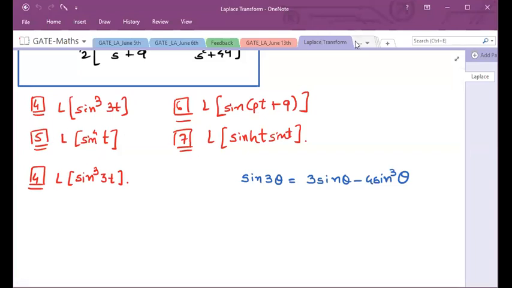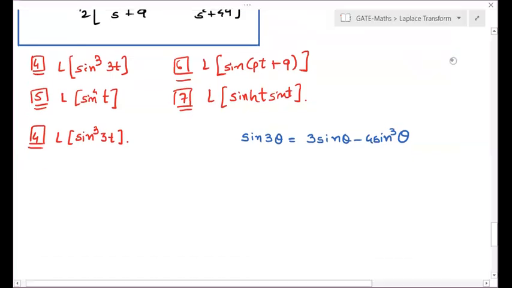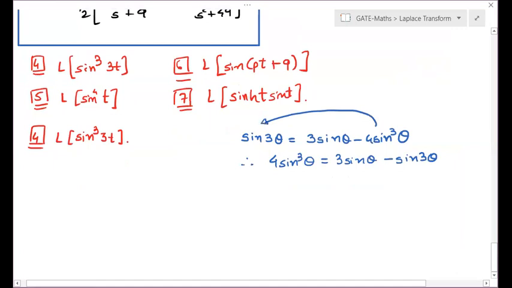So I have shown you this formula. Now with the help of this formula, we can convert sine cube theta. So let us first convert sine cube theta. So it will be 4 sine cube theta is equal to 3 sine theta minus sine 3 theta. This will come to this side, it will become positive, and this will go to that side, it will become negative.